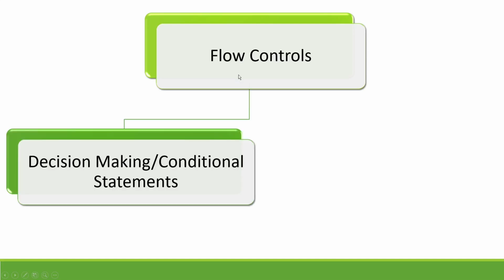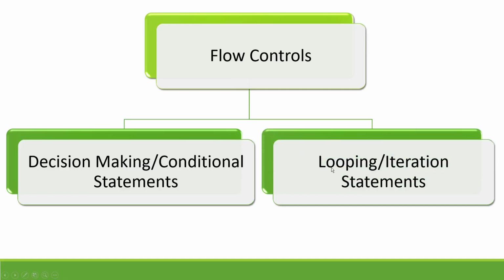The first flow controlling statement is the decision making or conditional statement. The second one is looping or iteration statements. In decision making statement, based on the condition, it will be a boolean value only, true or false, like yes or no types. Either it will work one time or 0 time.